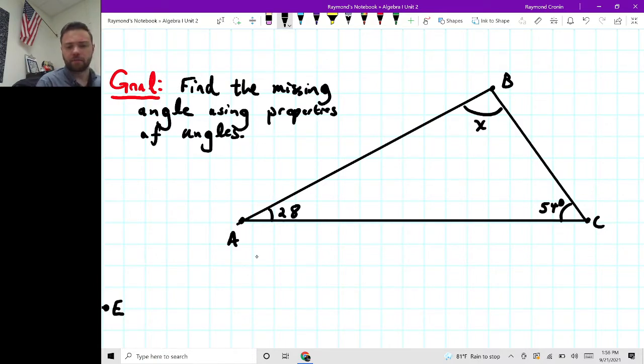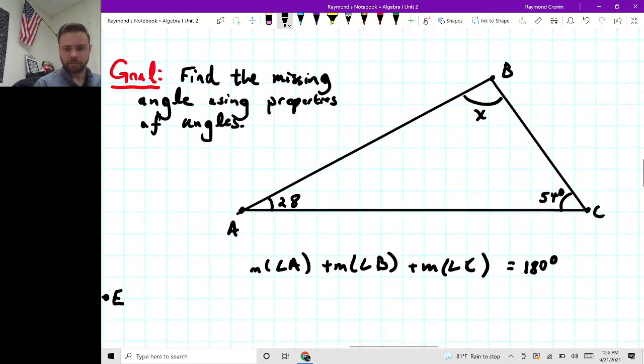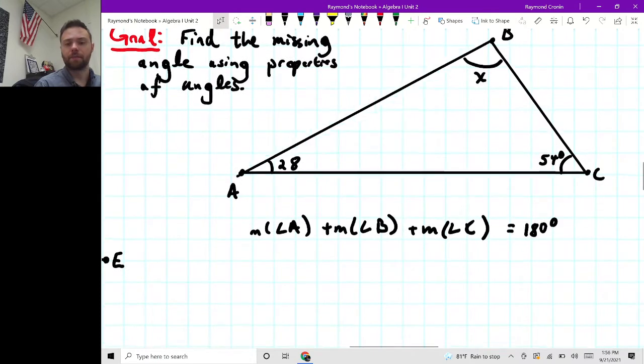So what I've got here is three angles and I'm missing this top angle. So the first thing we've got to get out of the way is if I take all the angles inside the triangle and add up their measures, it's going to equal 180 for any triangle in Euclidean geometry. So just specifically high school geometry. Well, not just high school geometry, but anyway.